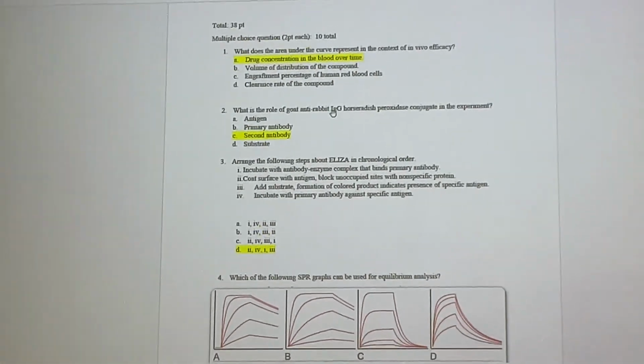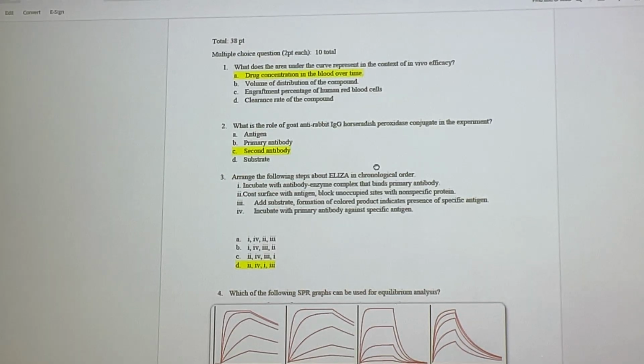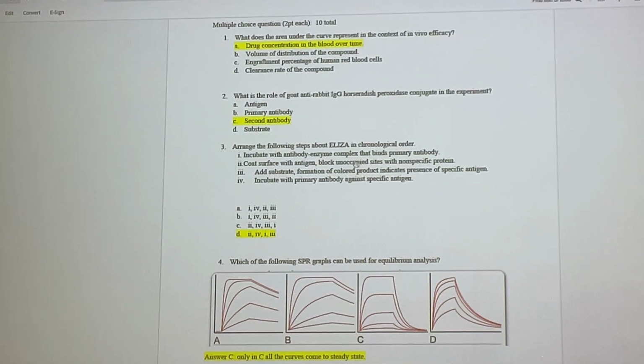It's not the area under the curve, it's what it represents. Okay, and the second one should be pretty easy.